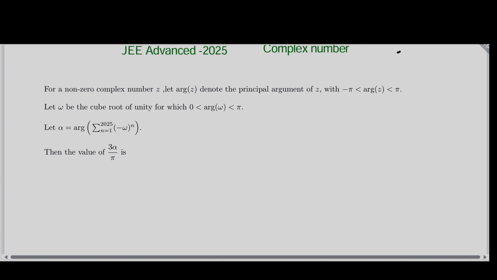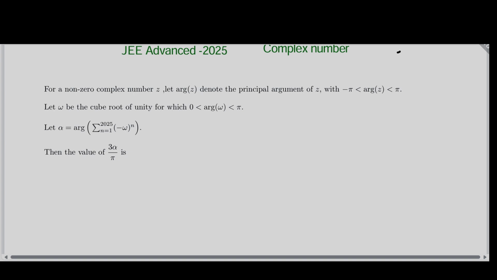Let omega be the cube root of unity for which the argument of omega is strictly less than pi and greater than 0, and alpha is equal to the argument of the summation n equals 1 to 2025 of minus omega raised to power n. Then we have to find the value of 3 alpha over pi.